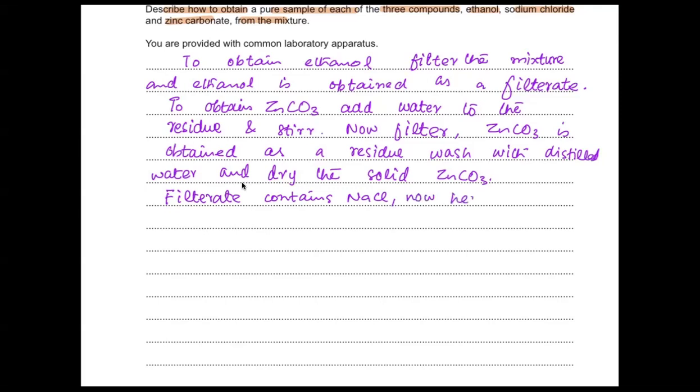Now, heat this filtrate to remove water and obtain solid sodium chloride. Is this clear to all of you?